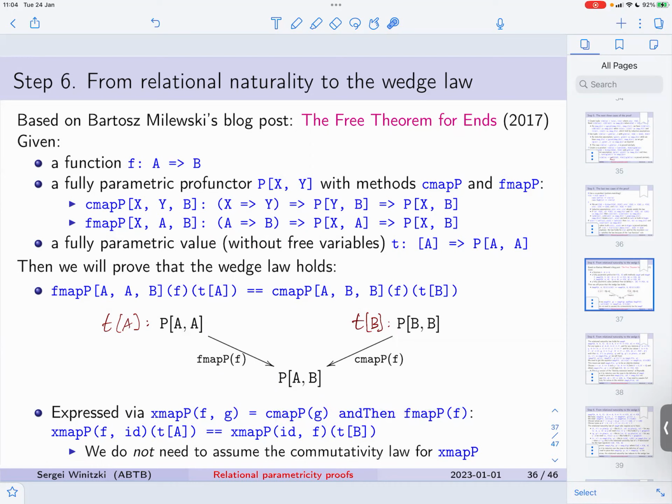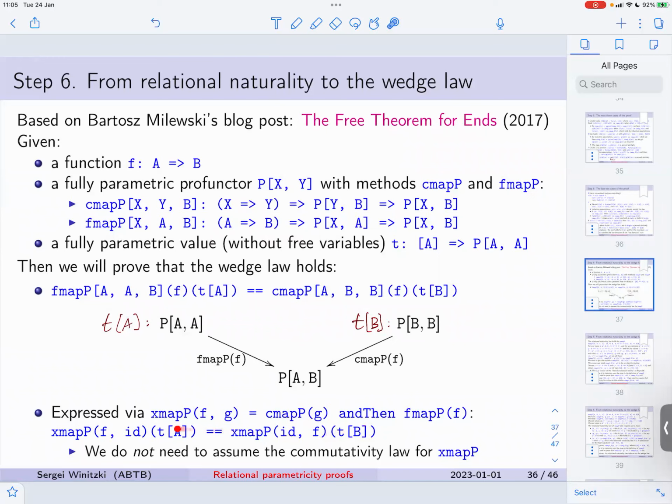And then obviously this expression is just written like this, because F-map is X-map where you have identity instead of G. And C-map is X-map where you have identity instead of F. So then we have this equation that we need to prove. That's the equation we're going to prove. And that is now in the form that the same function with different type parameters is equal.